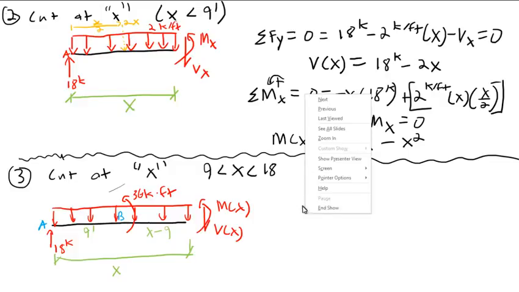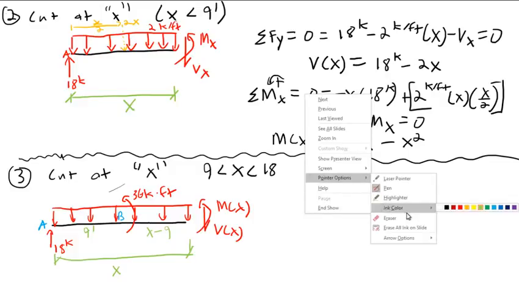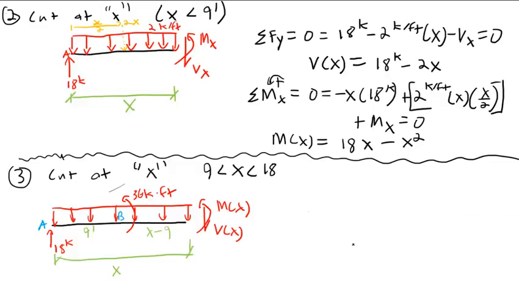Sorry, it's x minus 9 from B to where x is. See, this dimension here would be x minus 9. I don't know if we'll need that, but there we have it. Okay, so I think that's it as far as what we need. Then I'll do the sum of forces in the y direction is equal to 0.